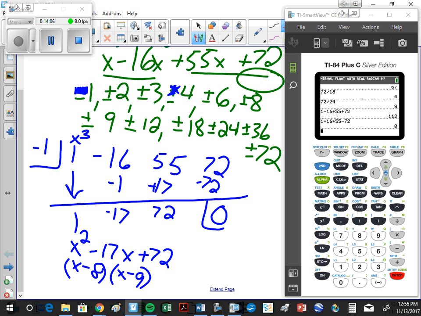So, depending on what the problem says, if it asks you to find the roots, they are negative 1, 8, and 9. What if it asks you to find the factors? The factors are x minus 8, x minus 9, and x plus 1. Does everybody understand that? I don't think so.